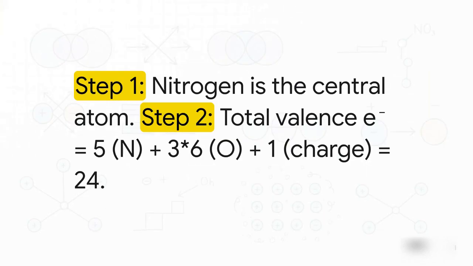All right, let's put this into practice. We're going to build the nitrate ion. That's NO3 minus. Step 1, who's the central atom? Well, nitrogen is less electronegative than oxygen, so it goes in the middle. Step 2, let's count up our electrons. We've got 5 from nitrogen, 3 times 6 is 18 from the oxygens, and don't forget, 1 extra for that negative charge. That gives us a grand total of 24 electrons to work with.